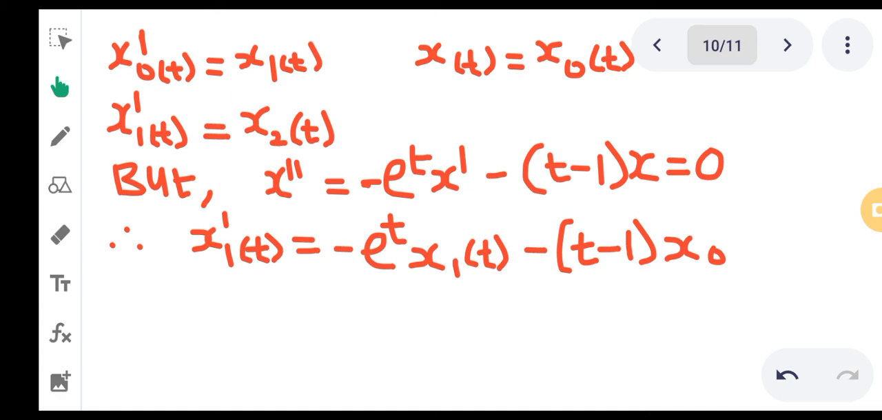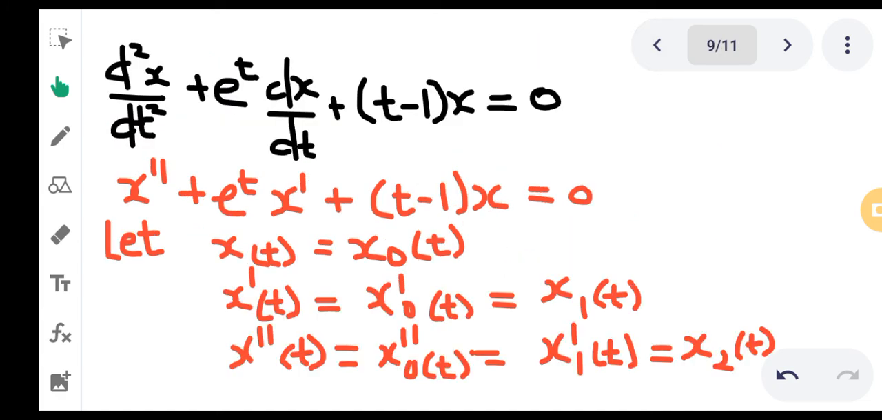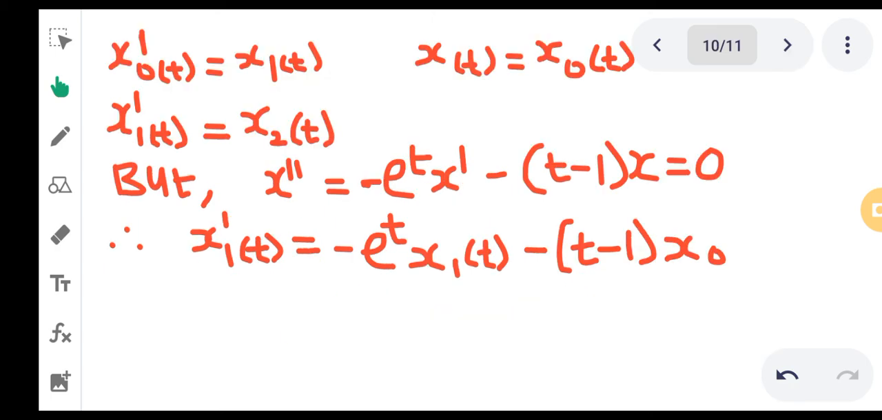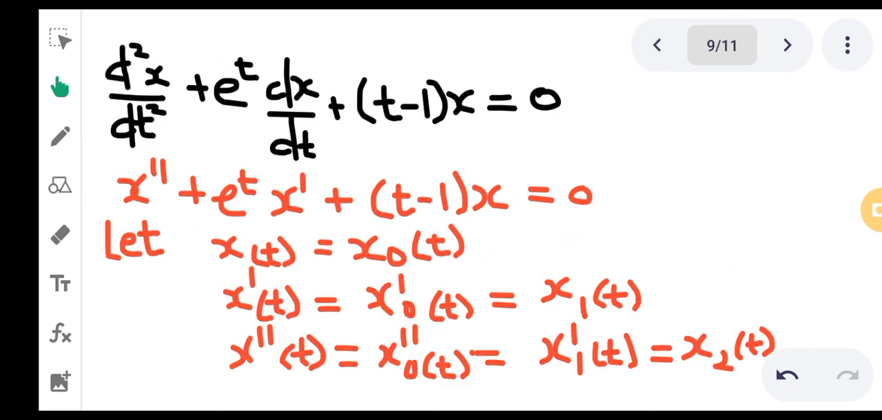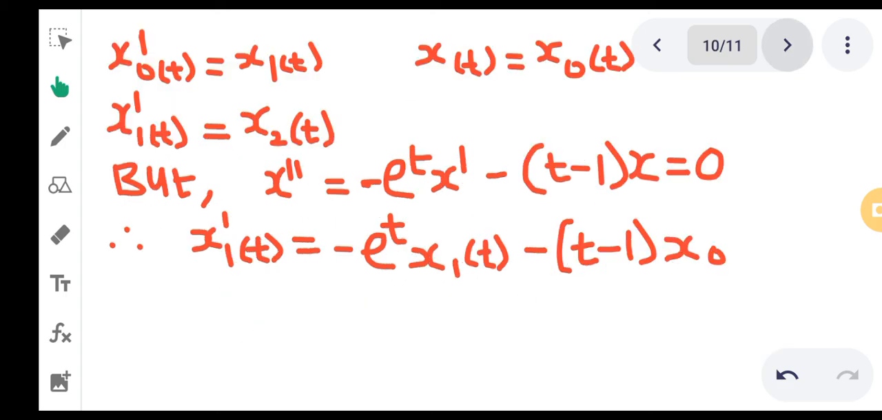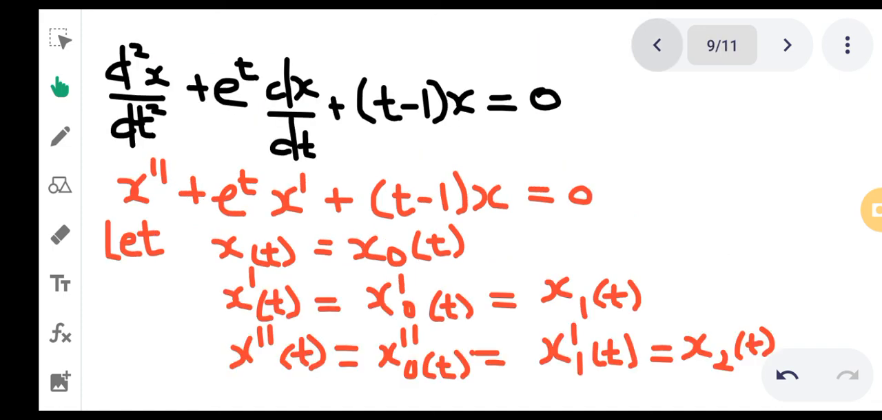Okay, so you know that x prime, we had our extreme to be x1. So we just put x1 of t there. Okay, and the x of t, we had s naught. So we just place s naught there. So that's why we place the s naught there. And with the x prime prime of t, we don't want it in terms of x prime prime of t, because we want to reduce it to first order.